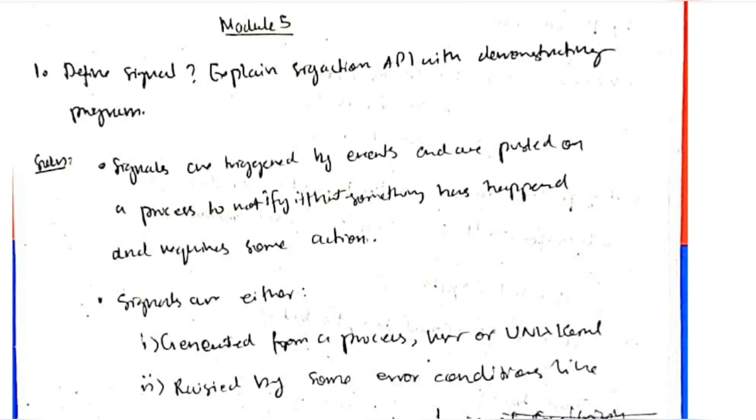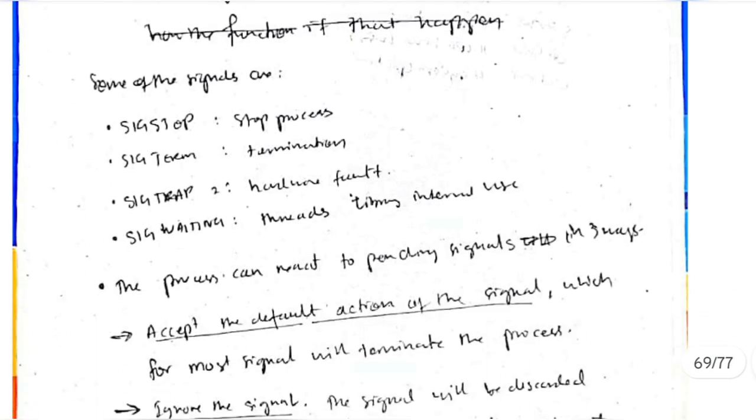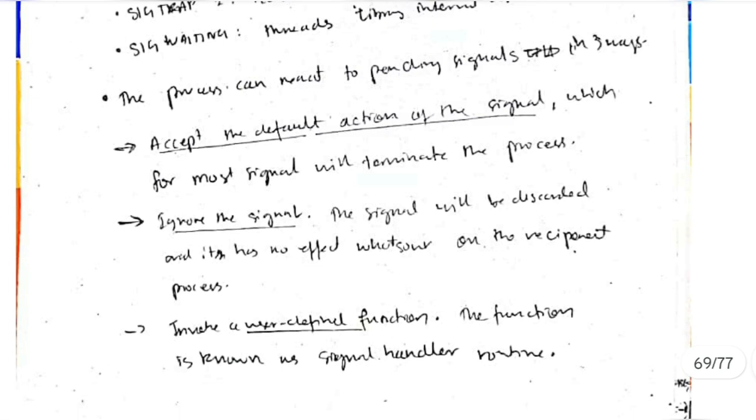The next question is define signal and explain sigaction API demonstrating program. Okay, so what is signal? You only tell me what is signal. It means a notification, right? So it's triggered when some event happens. That time signals are triggered. It's either generated from a process or by some error. When the error happens, the signals are generated. These are the different types of signals. And what does the process do when the signal happens? Accept the default action of the signal or ignore the signal or call a user defined function.